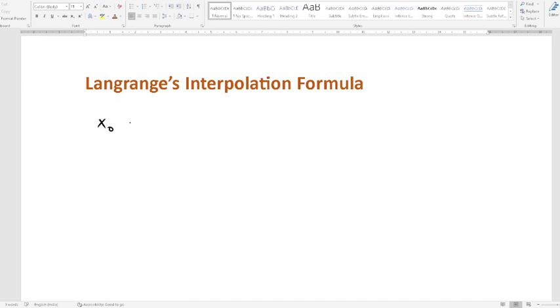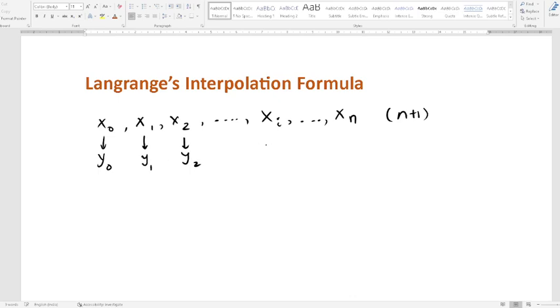Given are the values of x0, x1, x2, and so on, some xi, and again so on, up to xn. So there are a total of n plus 1 x values which are given. And corresponding to each of these x values, there is a y value also given: y0, y1, y2, for xi it is yi, and at the last we have yn. That gives us n plus 1 y values.